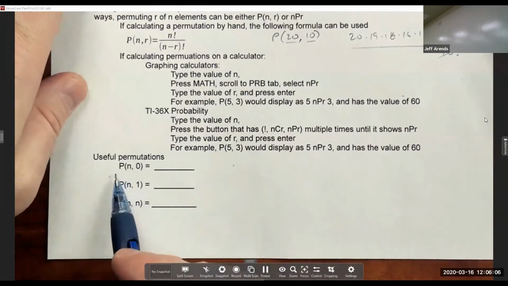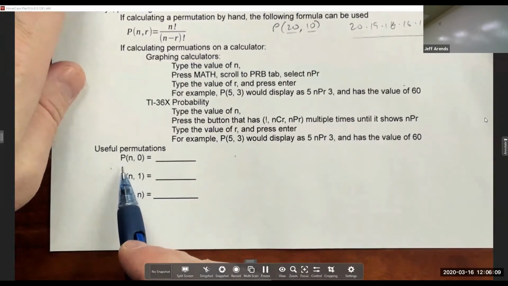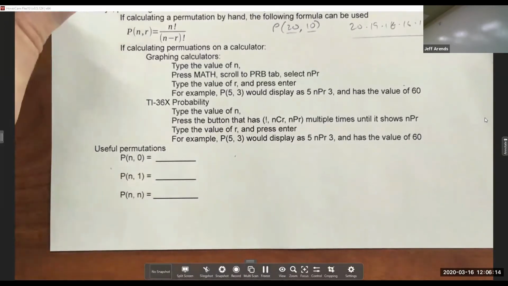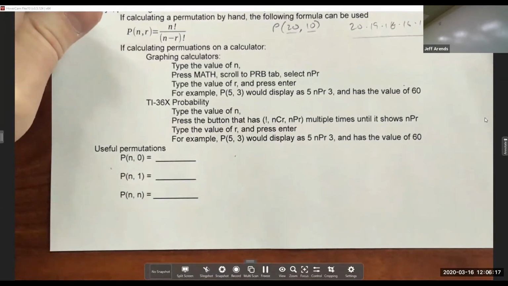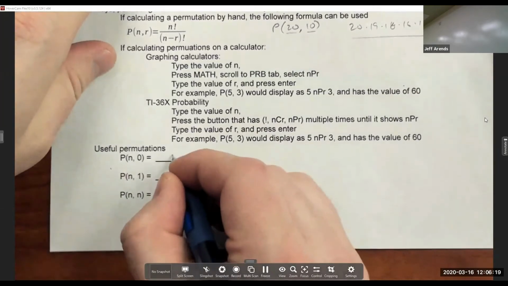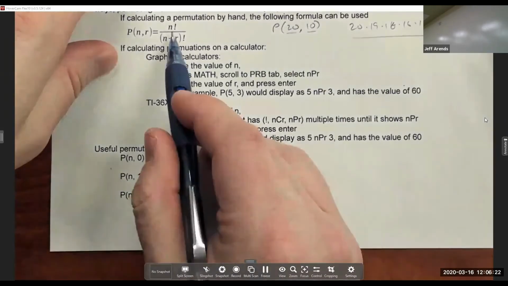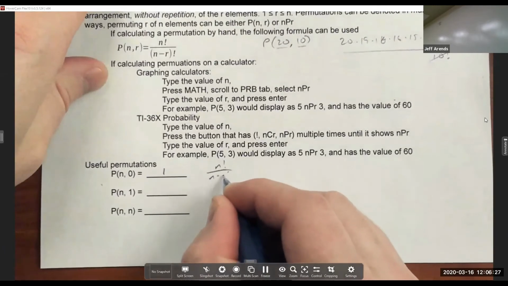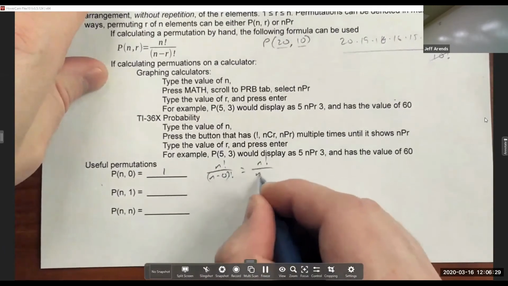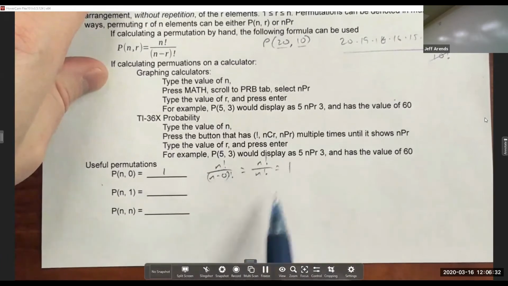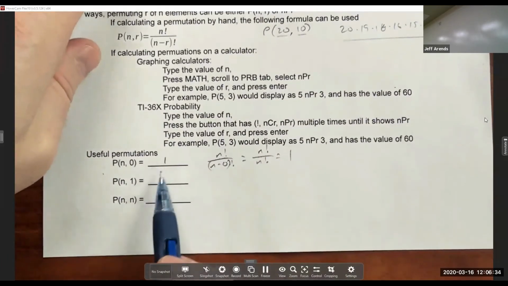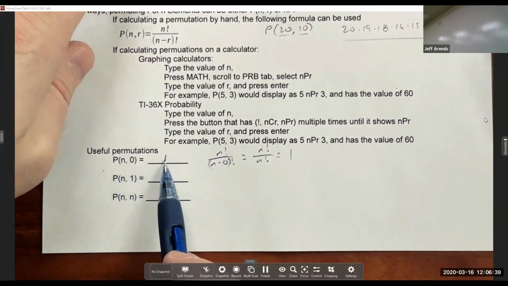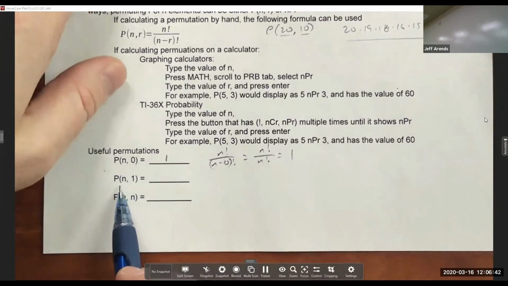So let's look at some useful permutations. If I have 10 books and I want to arrange 0 of them, the number of ways I can do that? Well, if I'm not arranging anything, there's only one way to do that. If I wanted to calculate this using the formula, I could: n factorial over n minus 0 factorial. This is n factorial over n factorial, which is 1. I'm going to use these to justify why these numbers come up. Also, if you have 20 books and you want to arrange 0 of them, there's only one way to do that. You just don't arrange any of them. You leave them where they're at.